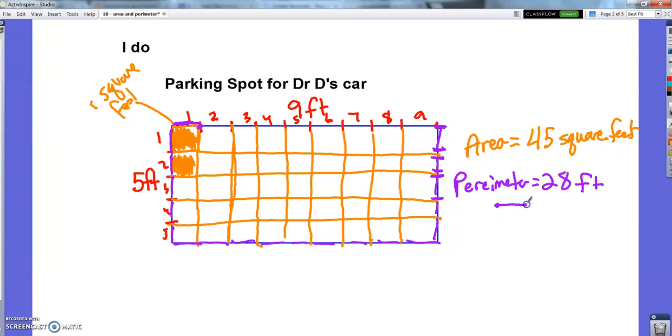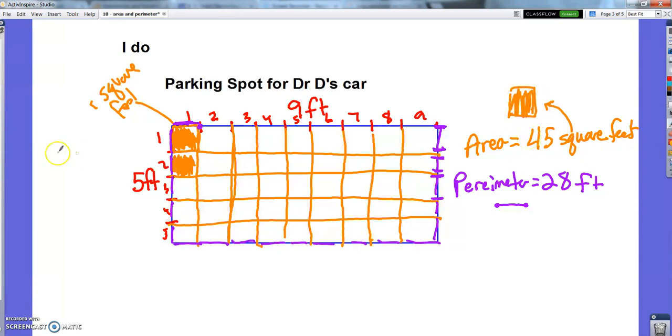Perimeter, I'm counting these, which are just feet. Area, I'm counting these, which are called square feet. So they have different units, but they're both really easy to find.